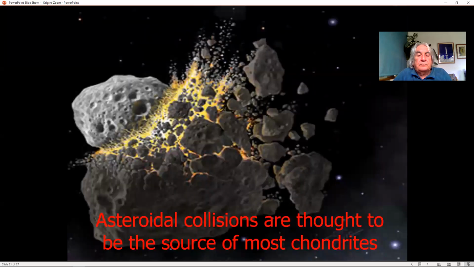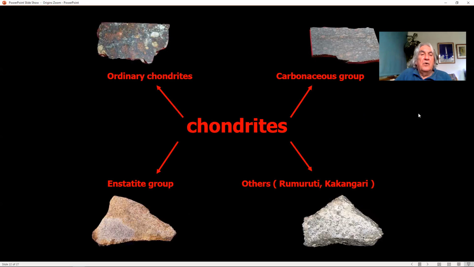Asteroidal collisions are thought to be the source of most chondrites. Remember chondrites, the ones that have chondrules in them? Well, if they're from a large asteroid, they wouldn't have chondrules, but they'd still be chondritic material. They'd still be a chondrite. And these are the four, again, there are many more than this, but these are the four main groups. So, ordinary chondrites.